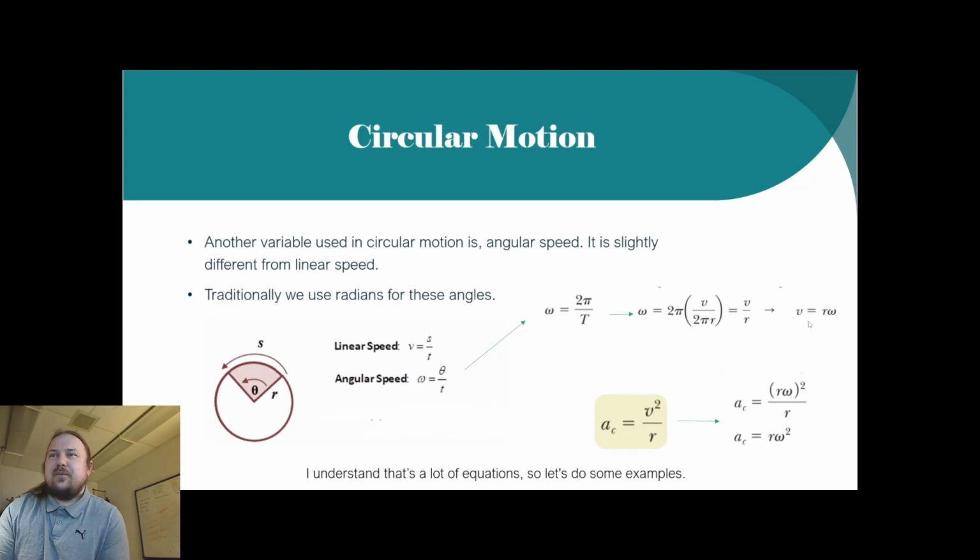And if we rewrite that, we can see the relation between the two. You have linear speed, v, is equal to its angular speed, w, multiplied by the radius. So the bigger the radius, the bigger the linear speed it would be to do this. And you can kind of see that as well.